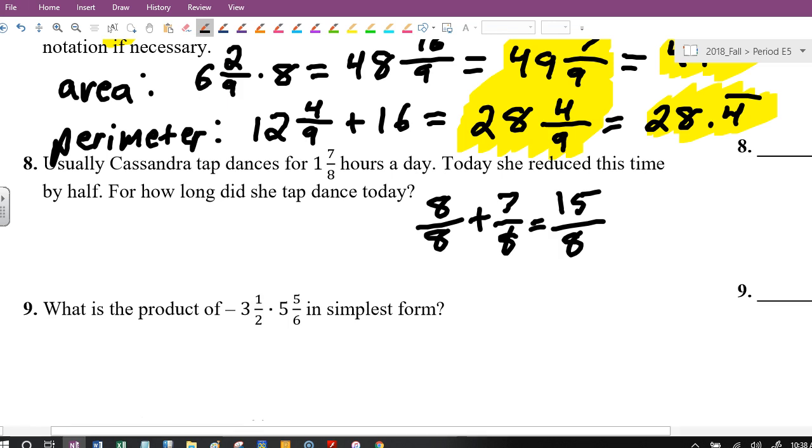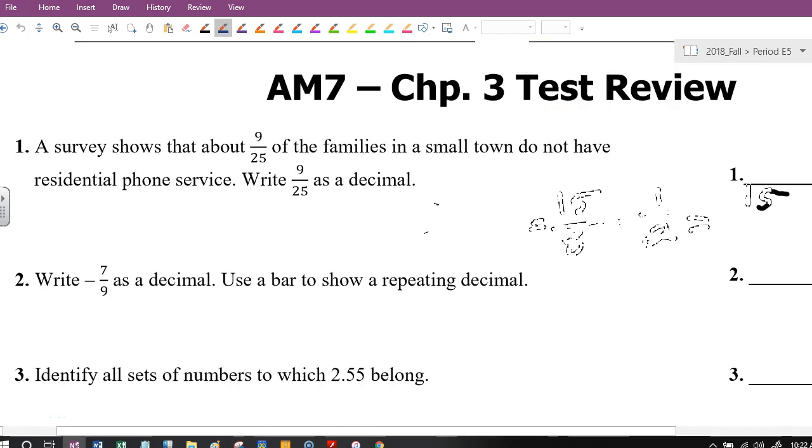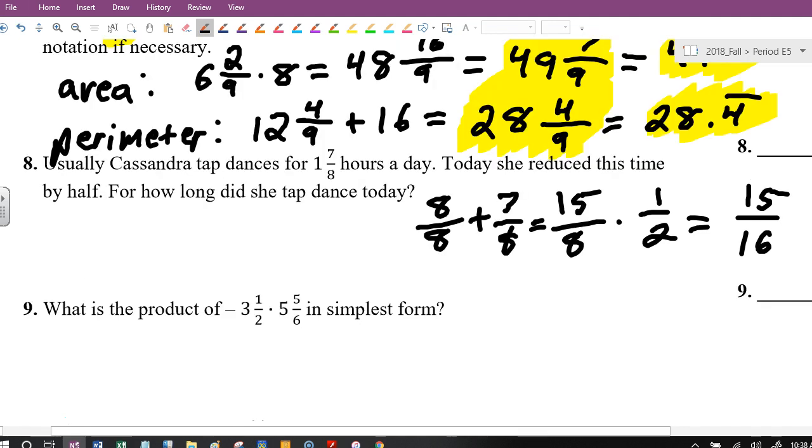All right. So then we want to multiply times a half, and we get 15/16. Is that it? Yes. Do we agree? Yeah. Excellent.